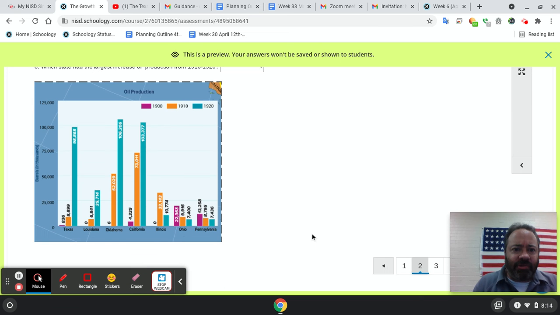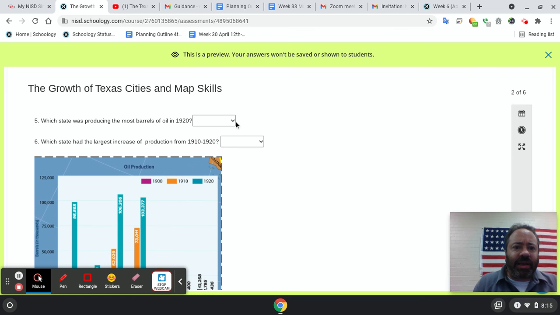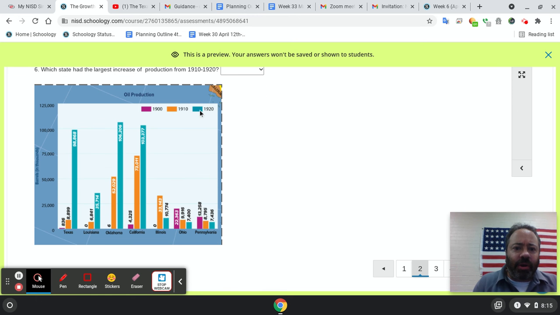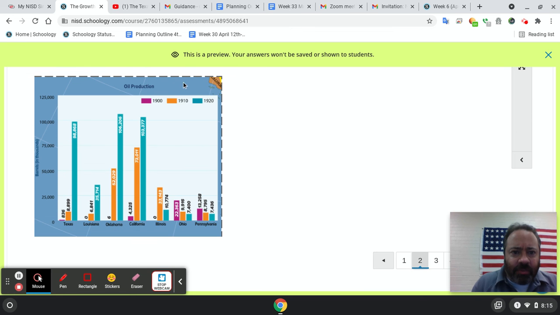The second one here is this chart on oil production. Here, the purple is 1900, 1910 is orange, and then blue in 1920. And again, which state is producing the most barrels of oil in 1920? So we go down, we're looking for the highest blue line because we're looking at 1920. If it had said what is the highest producing in 1900, then we would look here, and believe it or not, Ohio in 1900 had the most oil production.